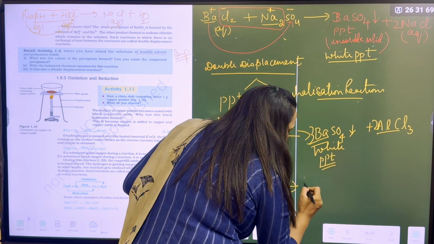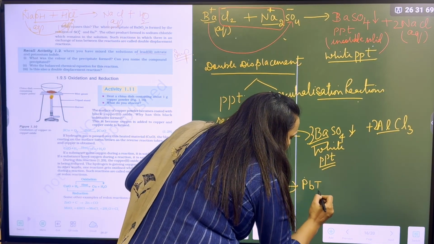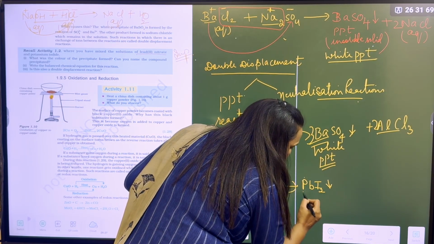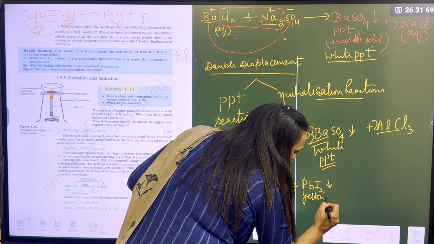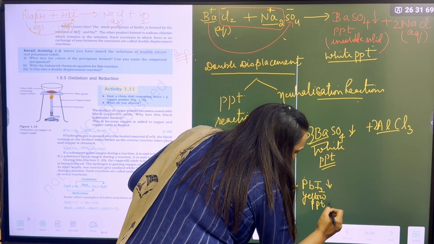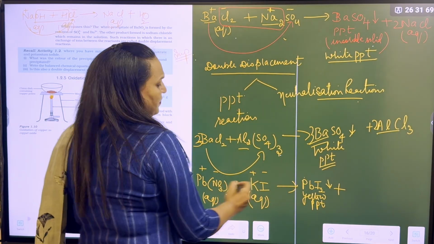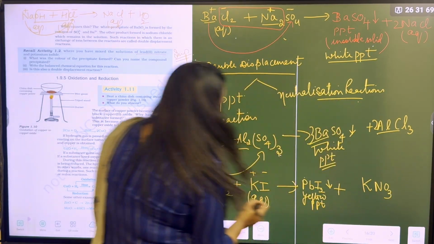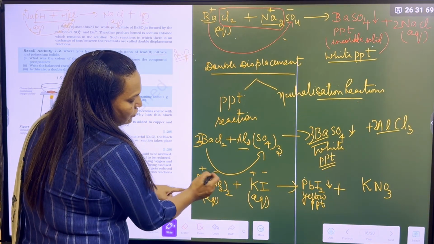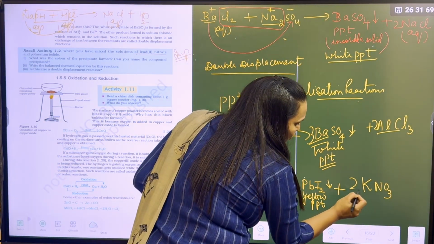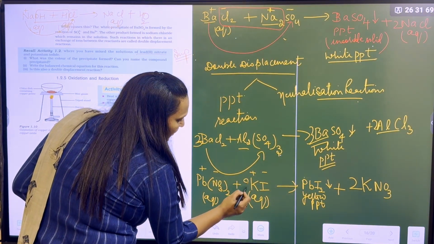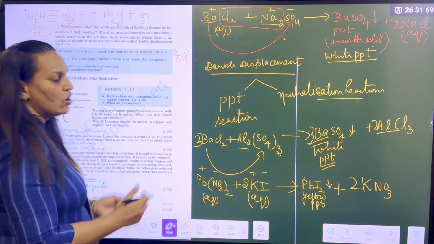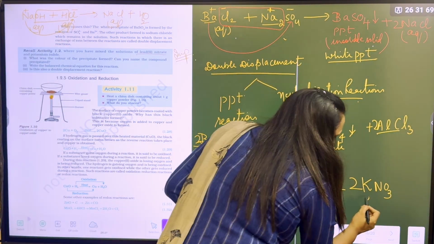So what will it form? Lead iodide, PbI2, yellow precipitate, plus what will it form? KNO3. But there are two molecules of nitrate. So can I put 2 potassium? Can I put 2 iodine? So our reaction is complete.